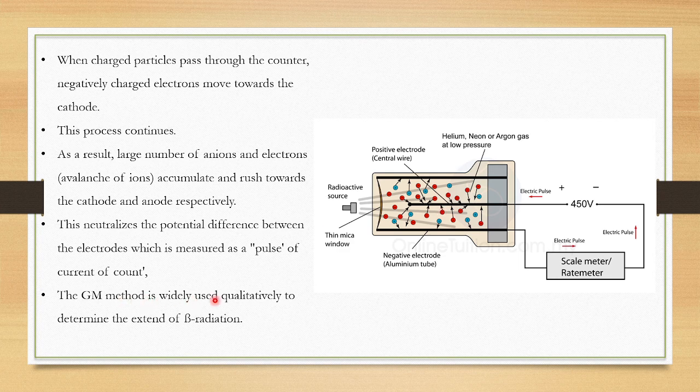The GM method is widely used to quantitatively determine the extent of beta radiation. The GM method is commonly used to record beta radiation. So this final potential difference can be recorded by this meter, the rate meter.